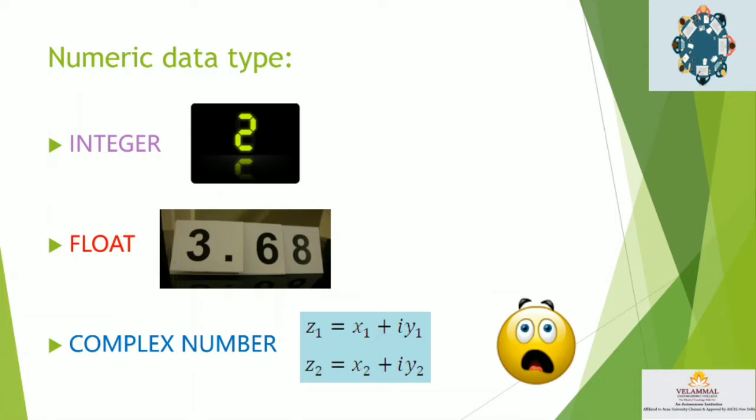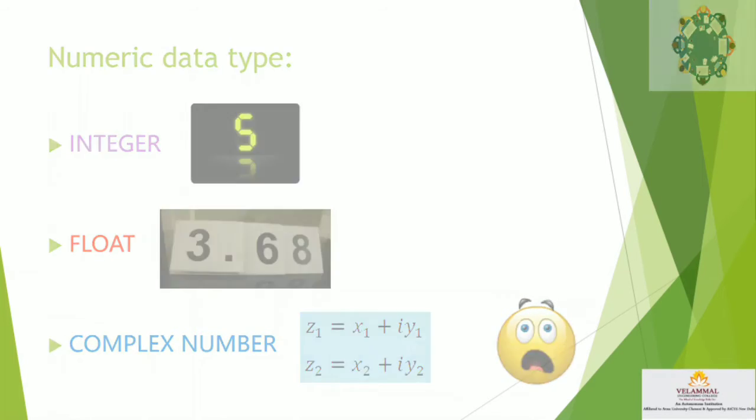What is meant by complex number? A complex number consists of a real part and an imaginary part. The imaginary part y1 is represented by using i in front of it. i represents the imaginary, and other than that, x1, x2 represent the real part.